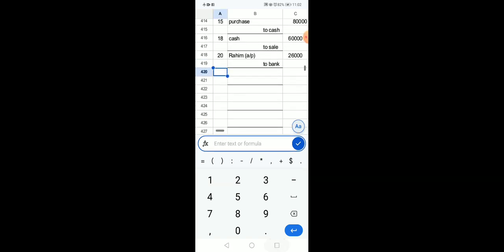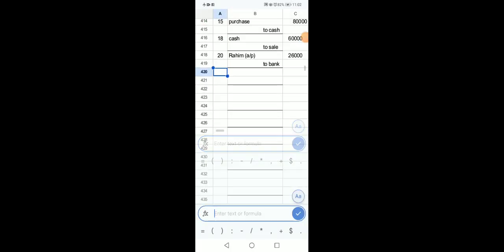20th entry completed. Now let's see what is next entry for us. After 20 we have 30. We will mention date first. It's 30. We have written on date column. 30th entry is saying deposited cash into the bank. Though cash is not mentioned, but obviously in bank account you will deposit cash only.